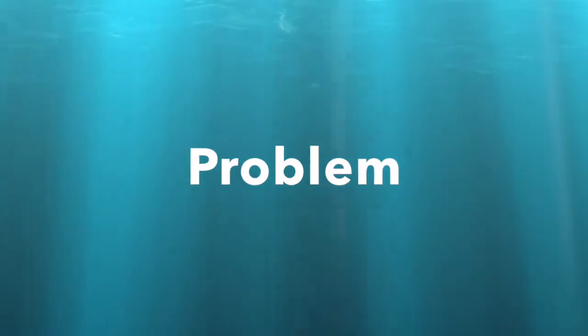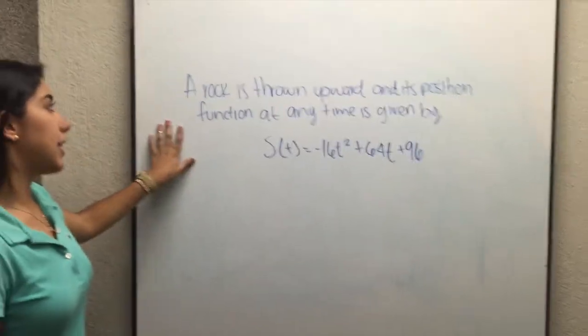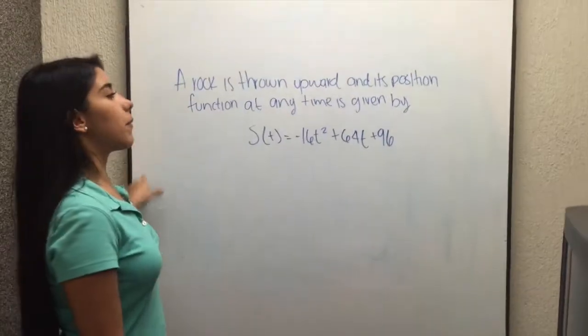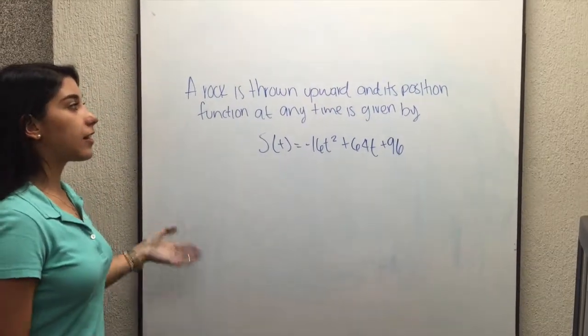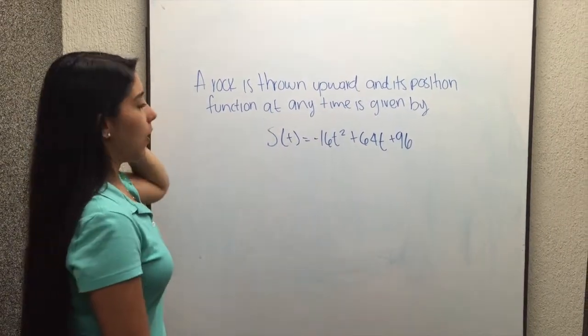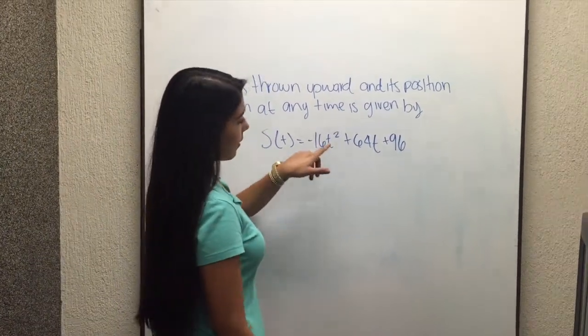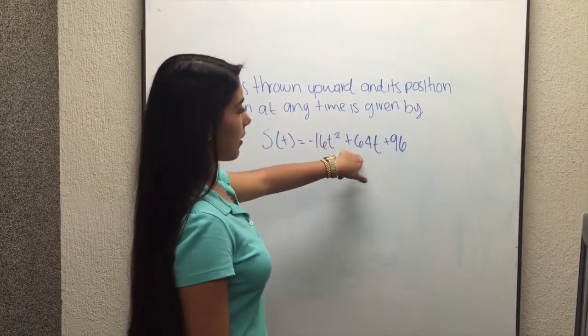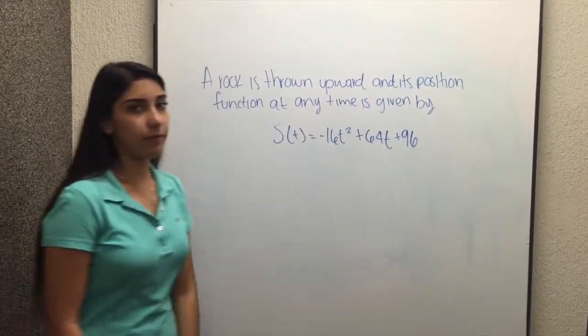I investigate the theory. What I have to do is investigate the concept of rates of change and how it is related to motion equations, derivatives, equation of position, velocity and acceleration. The problem is that a rock is thrown upward and its position function at any time is given by s(t) = -16t^2 + 64t + 96.